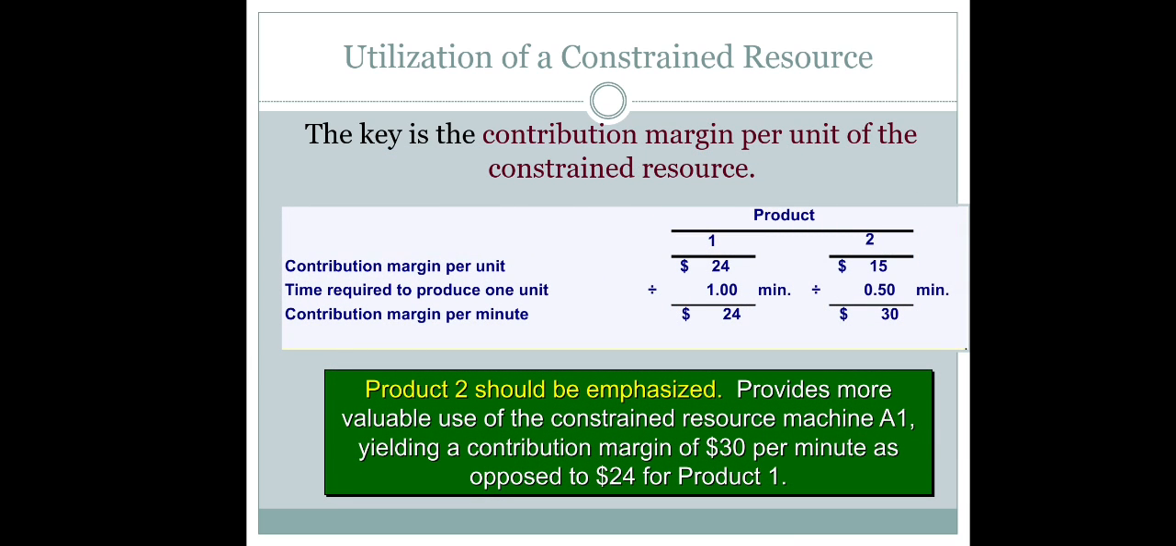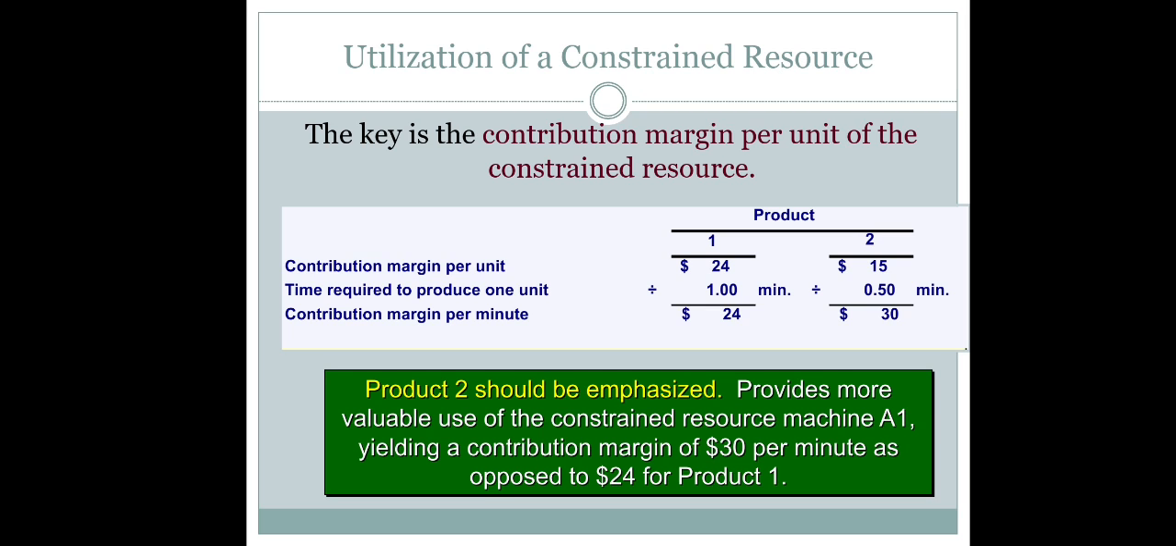Okay, for this decision on constraint resource, there are two steps. Step one is you have to calculate contribution margin per unit of the constraint resource. In the previous slide, you have seen contribution margin per unit for product 1 and product 2. But when you want to do analysis for constraint resource, the first step is to calculate contribution margin per unit of the constraint resource. So let's see how to do this.